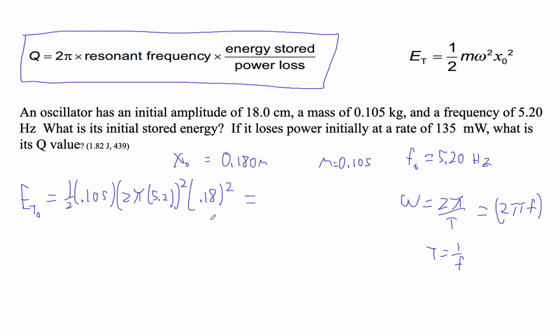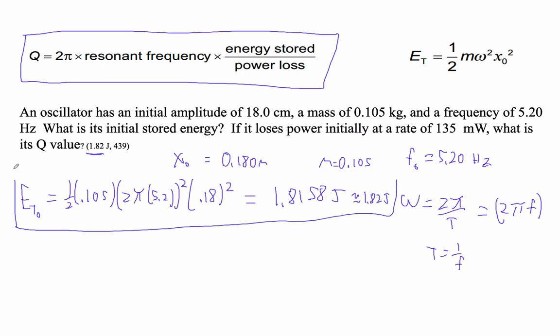So many things to do. I'm getting 1.8158 joules, so roughly 1.82 joules. So that's the answer to the first question: what's our initial stored energy?